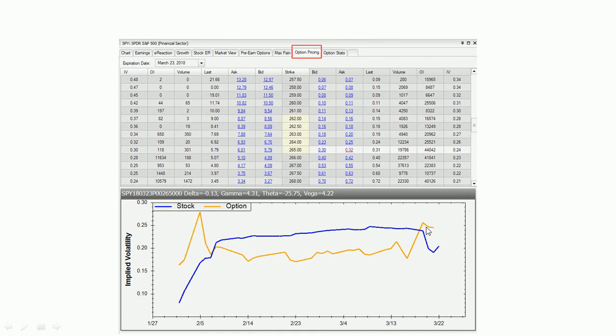So that just means that options are getting a little pricey relative to their historic levels, and that perhaps you should be favoring some selling strategies. You can also see the delta, so you can calculate how quickly that option is going to move with every point move in the underlying. So that's also very useful.